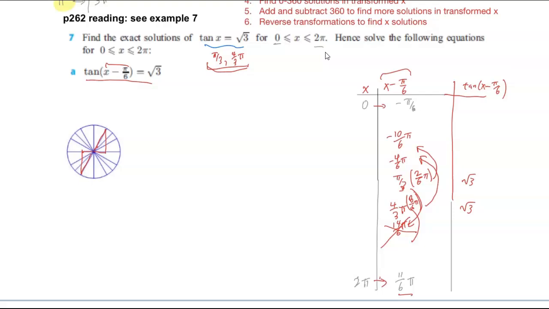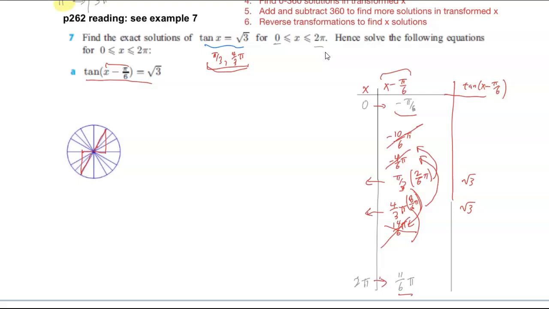And you can see that in this case too, we have gone past our domain boundary of negative pi over 6 in both cases. So we can't use them. That leaves us with only these two solutions.